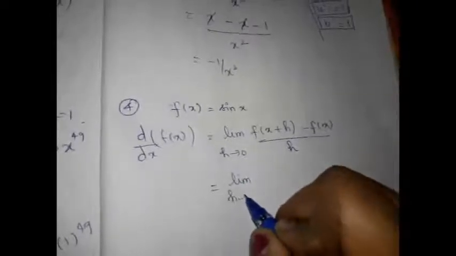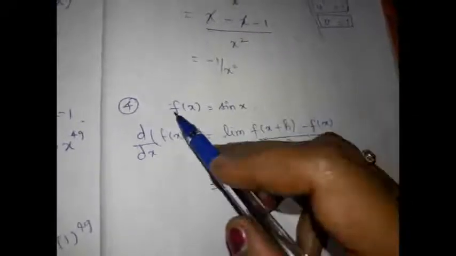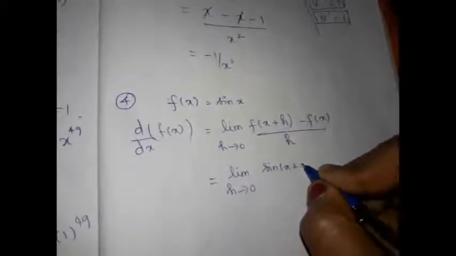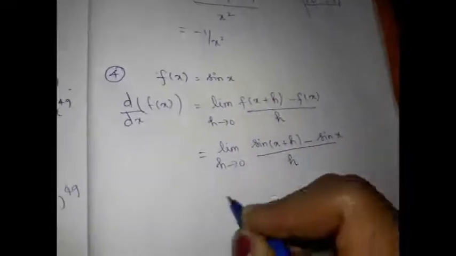So, limit h tends to 0, f(x + h) minus f(x) divided by h. f(x) is sin x, so f(x + h) is sin(x + h). It becomes [sin(x + h) - sin x] divided by h.